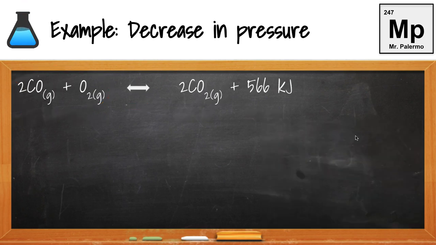Now let's look at what happens when we decrease pressure. Again, the side that has more moles of gas is the reactant side in this example. So by taking away pressure, we're going to get a shift back towards that side in order to reestablish equilibrium. And so now everything on the reactant side is going to increase, and everything on the product side is going to decrease.